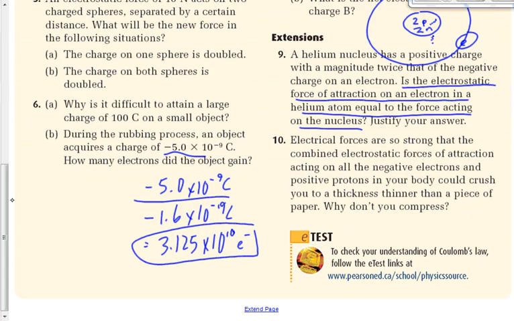Okay, finally, number 10. Number 10 says the electrical forces are so strong that the combined electrostatic forces of attraction acting on all the negative electrons and the positive protons in your body could crush you to the thickness of a piece of paper. Why don't you compress? Listen carefully, the force of attraction is strong enough to compress you to the thickness of a piece of paper. Brad, why don't we compress?